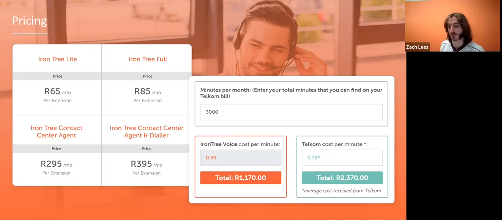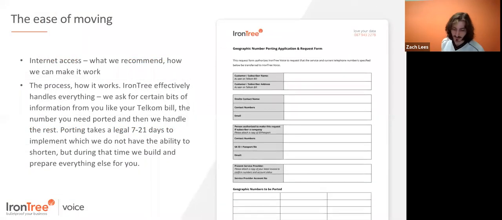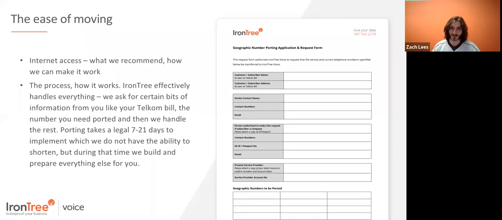I think that's quite a powerful tool, and a lot of people think that that's quite a handy thing to look at. The next thing I'm going to be looking at, and it's something I should obviously be looking at, and I'm sure everyone is very interested: how easy is it to move from one service provider to IronTree Voice or to VoIP in general? What the process always starts with, we'll find out what your internet access is like, and if it's ready for VoIP, we'll go and say, brilliant, we'll start discussing.